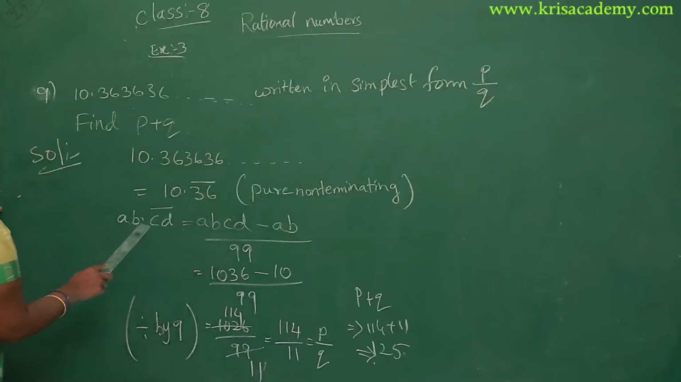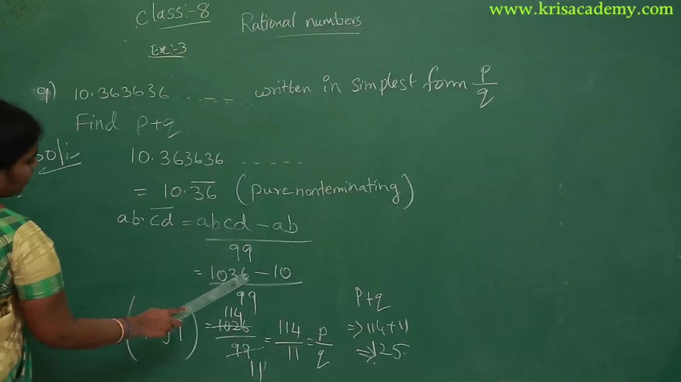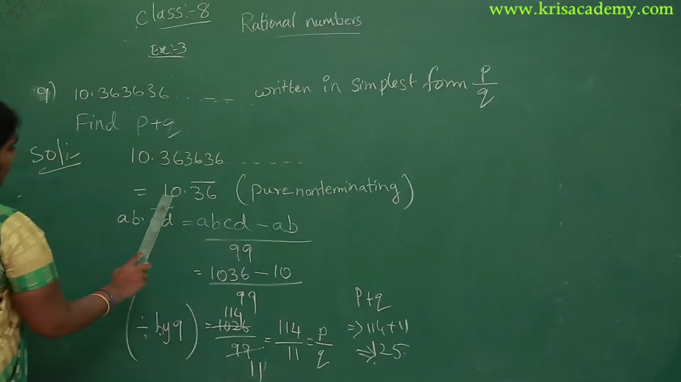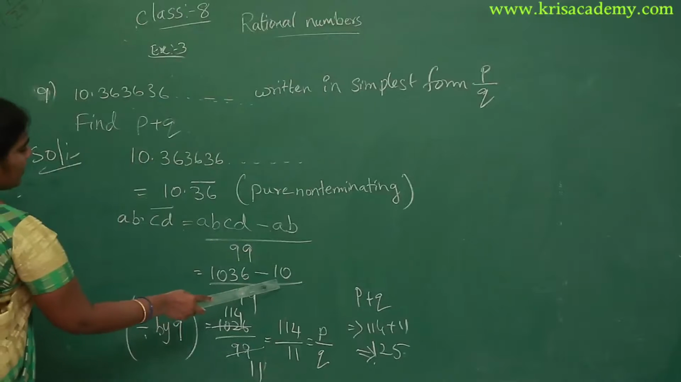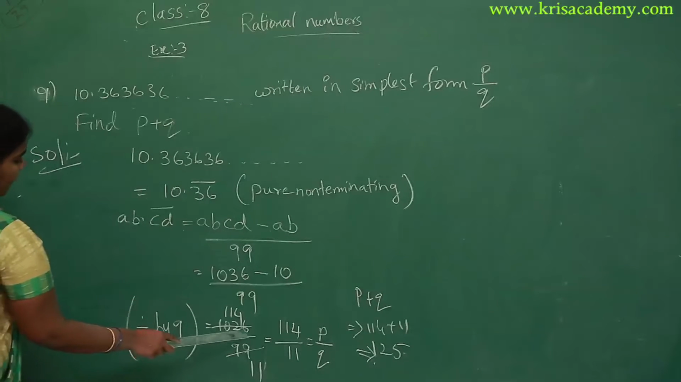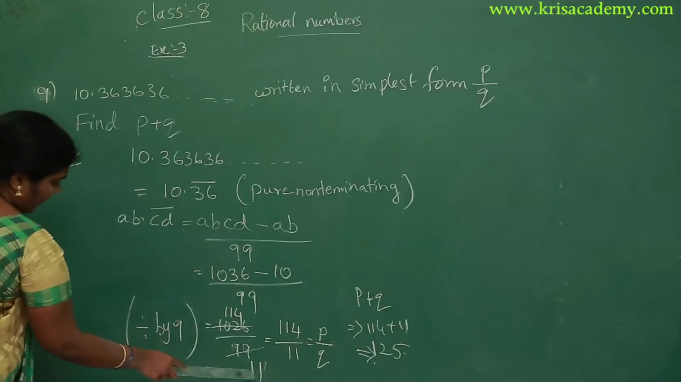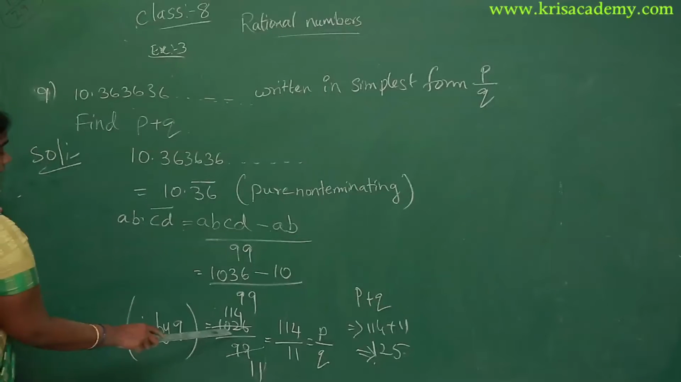Formula is AB dot CD bar is equal to ABCD minus AB, by, after the bar how many digits are, under the bar how many digits are there? 2. So we should write 2 9s. So ABCD means 1036. Full value should write minus AB. A value is 1, B value is 0. So minus 10. 1036 minus 10 is 1026 by 99 divided by 9 table. 9 11s are 99. 9 114s are 1026.